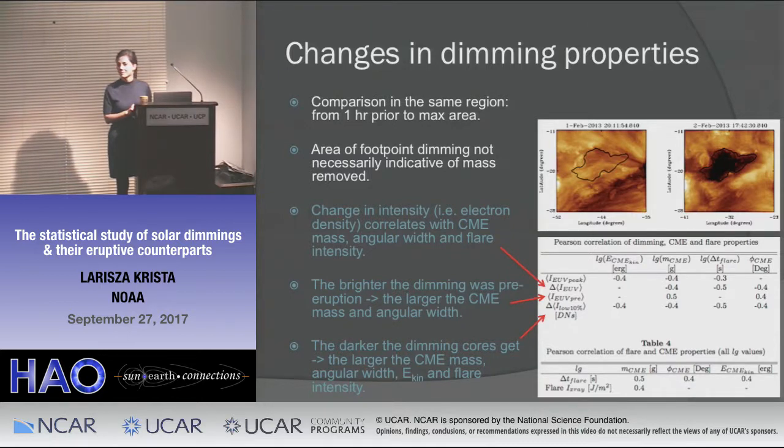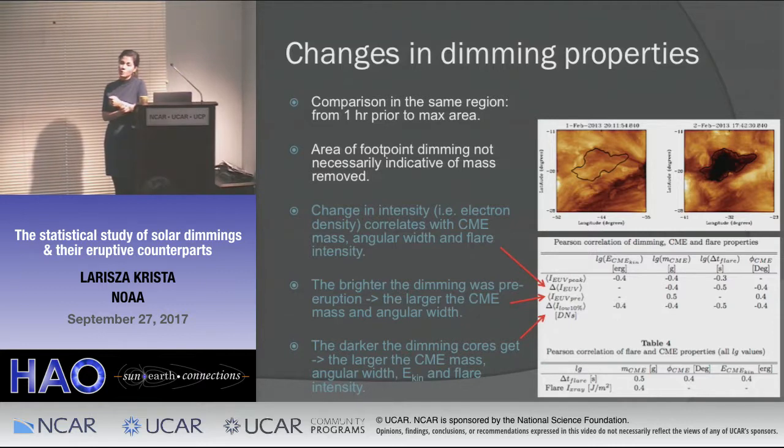Yes. Are any of your dimmings, do you have cases where they're not associated with CMEs? And if so, what fraction? I mean, so out of the 154, I would say around 60 had CMEs. A third of the dimmings had CMEs. But most of them don't.